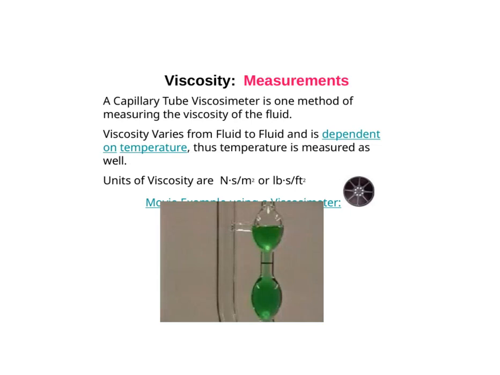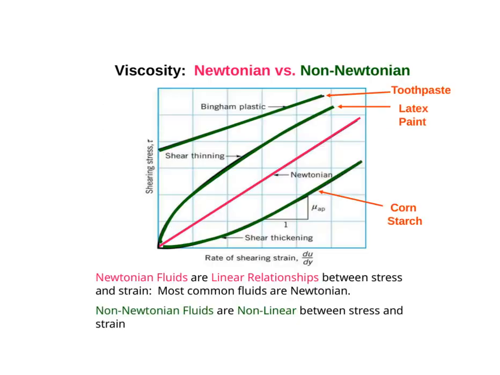Let's take a closer look at how we measure viscosity, the resistance of a fluid to flow. One common tool is the capillary tube viscosimeter. It works by timing how long a fluid takes to pass through a narrow tube. Viscosity isn't the same for every fluid, and it changes with temperature, so we always measure temperature alongside it. The units we use are Newton seconds per square meter or pounds seconds per square foot. Coming up, we'll see a movie example showing this in action.